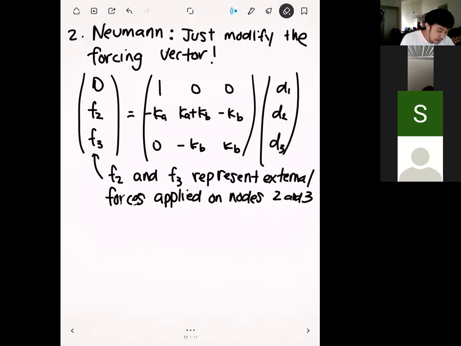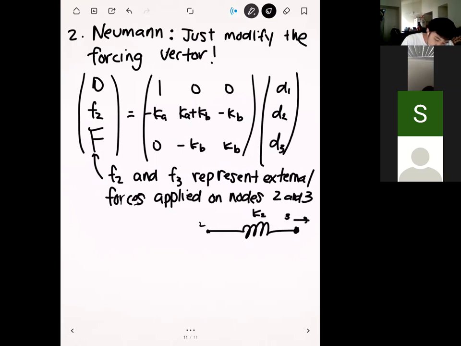Okay. And so in this particular case, we do have an external force that's applied on node 3, right? And that is going to be the force F, right? So remember if I draw this element again, we had an external force of capital F on node 3. And so to apply that boundary condition, we just replace F3 with big F, which is our boundary condition. Okay. And in this particular case, since we don't have an external force that's being applied on node 2, we can just set F2 equal to 0.